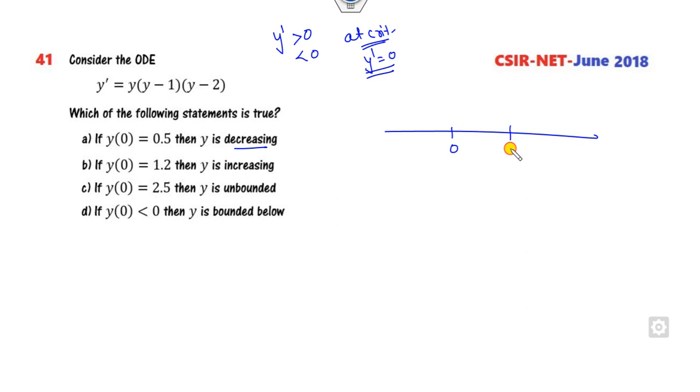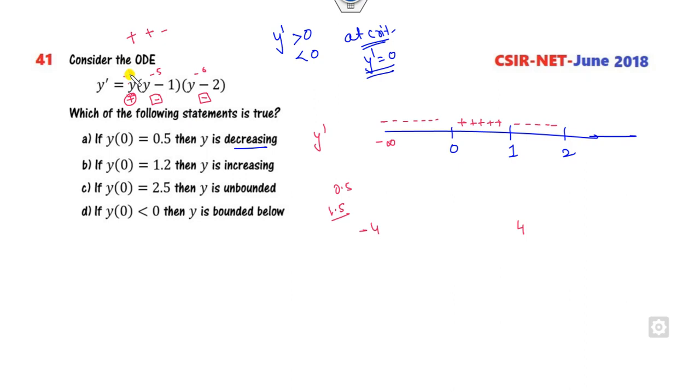Fine. Now the rest of the work is very simple. Take any number between minus infinity and 0, say minus 4. Then what is the value of Y dash? This is minus 4, this is minus 5, this is minus 6, so it's negative. Any number between 0 and 1, say 0.5: this is positive, this is negative, this is negative, so the whole expression is positive. Take any number between 1 and 2, say 1.5: first is positive, second is positive, third is negative, so it is negative. Another interval is 2 to infinity, say the number is 4: positive, positive, positive.